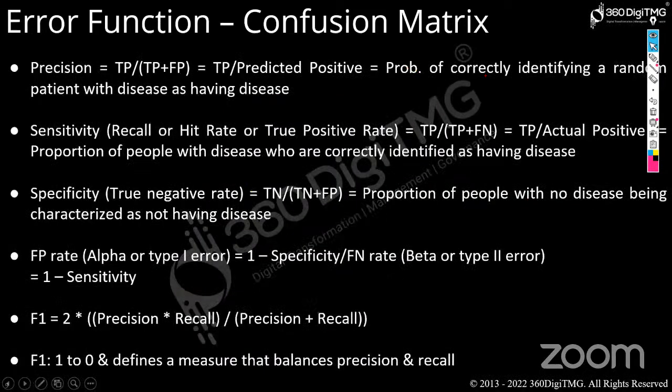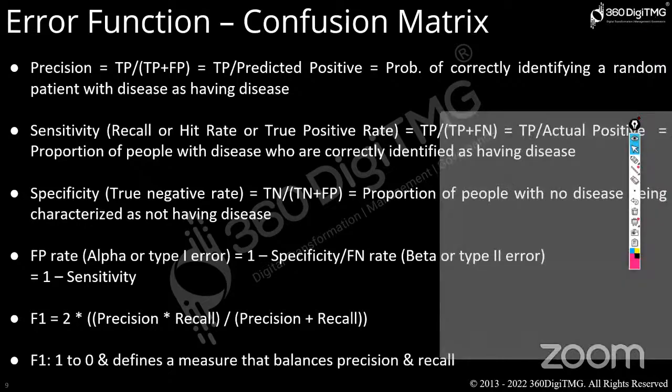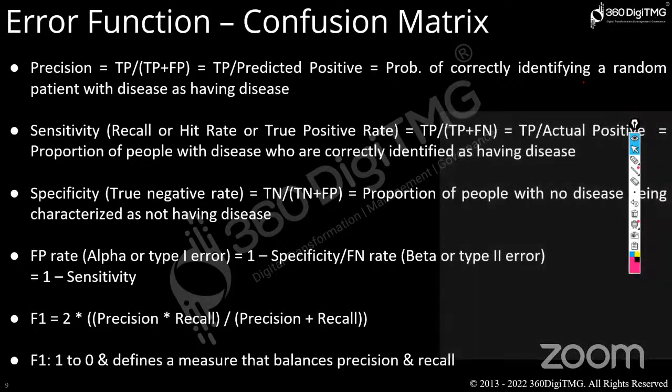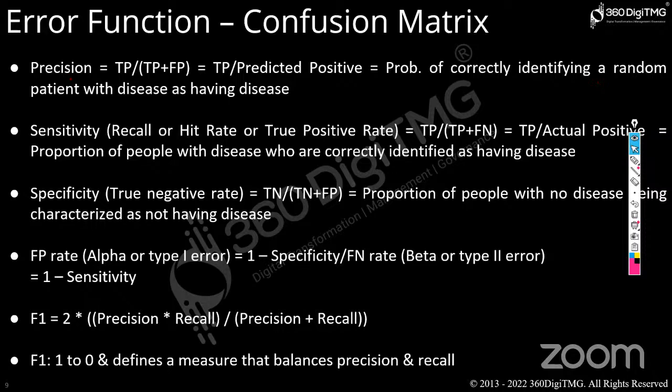And again, all these things are given related to the disease table that we were seeing earlier. So precision, you also calculate the precision I was telling you, right? Precision is nothing but your true positive divided by true positive plus false positive. This will give you the probability of correctly identifying a random patient with disease as having disease. You can also calculate your sensitivity, that is nothing but your recall or hit rate or true positive rate. Specificity, false positive ratio. All these things you can make up when we are talking about the confusion matrix.